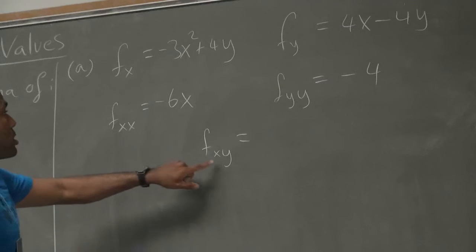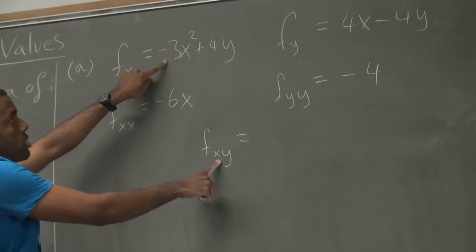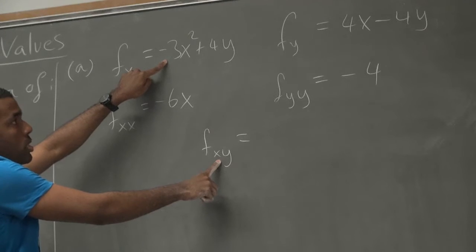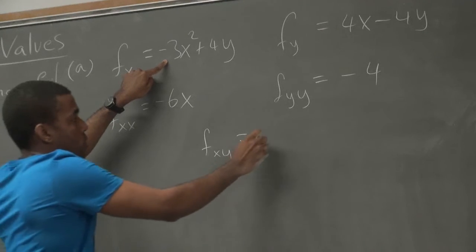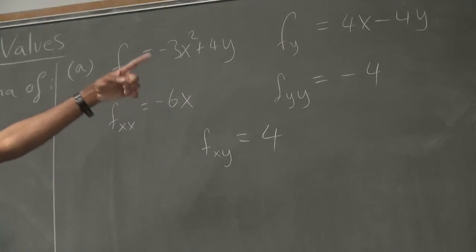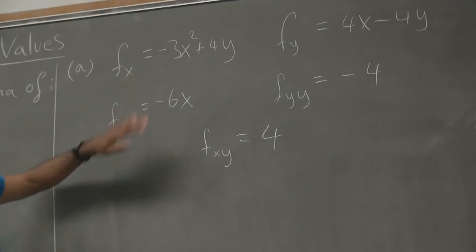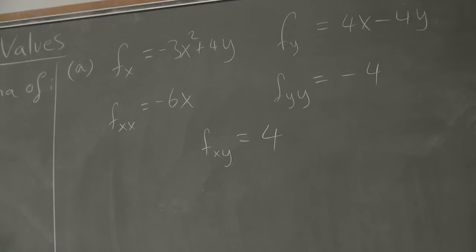And in this case, if I differentiate with respect to y, I would get 4. Notice that it's the same as taking this with respect to x, right? Because they're continuous here, Clairaut's theorem tells you I could do either this with respect to x or that with respect to y, and I'll get the same thing. Okay, so those are all my derivatives out of the way.